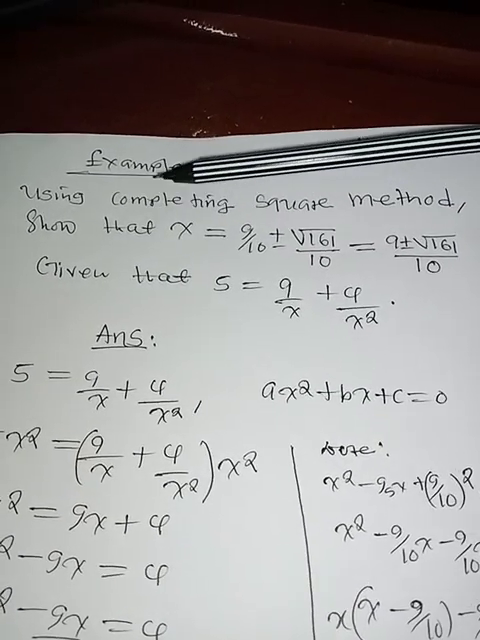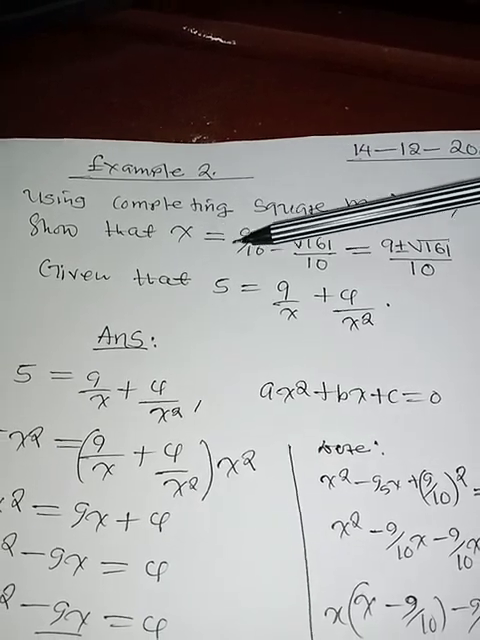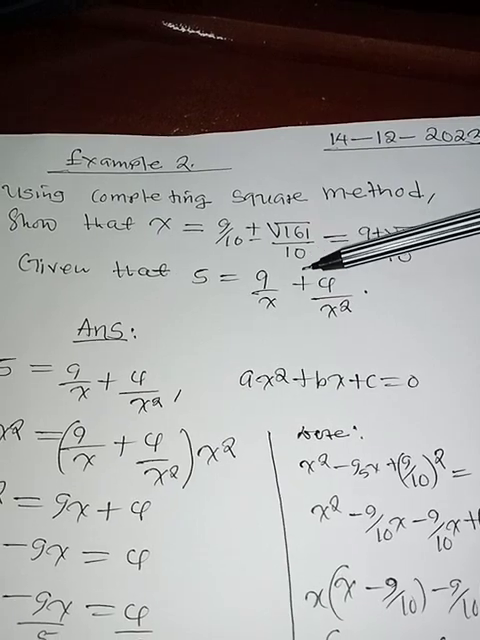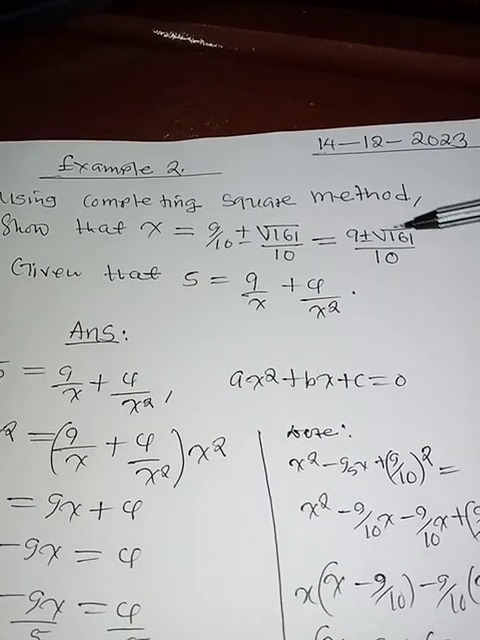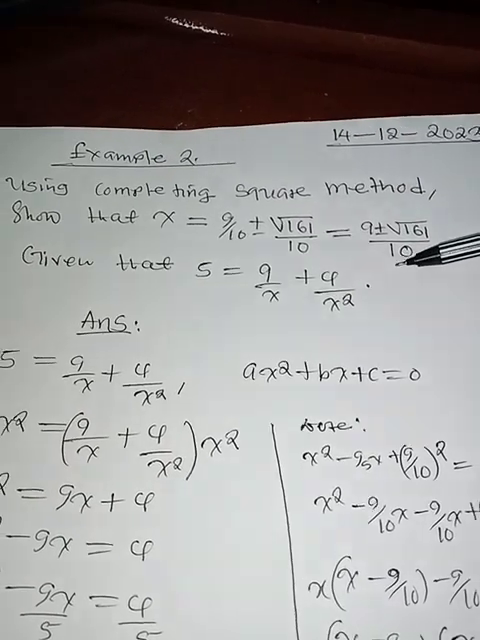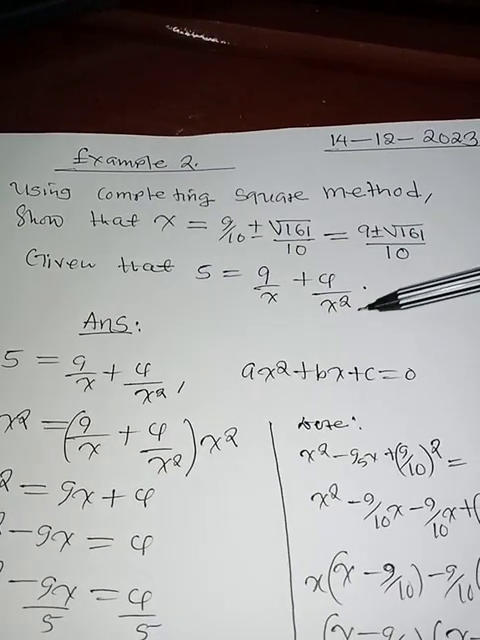They're saying using completing square method, show that x is equal to 9 over 10 plus or minus the square root of 161 over 10, which can be simplified as 9 plus or minus the square root of 161 over 10. Now, given that the equation is this.